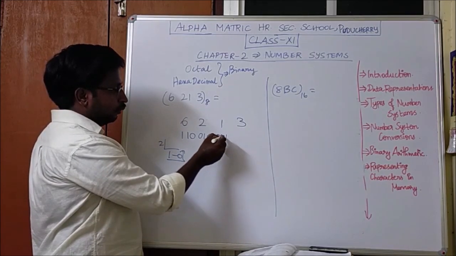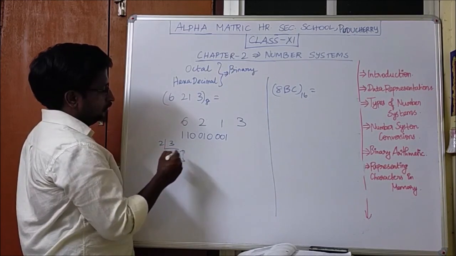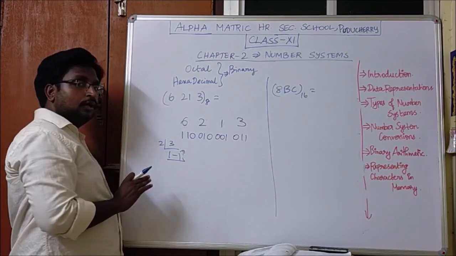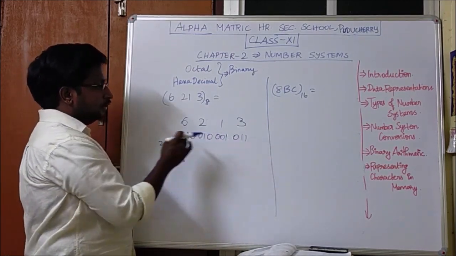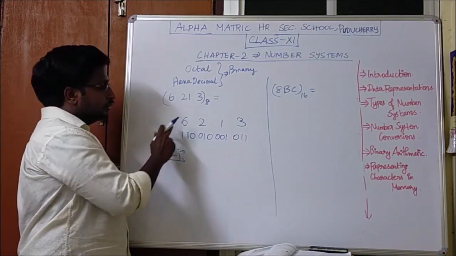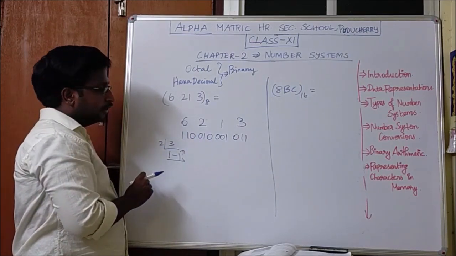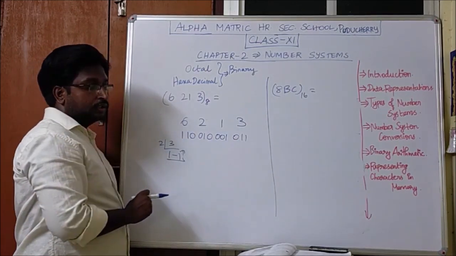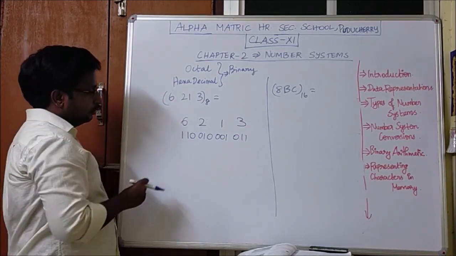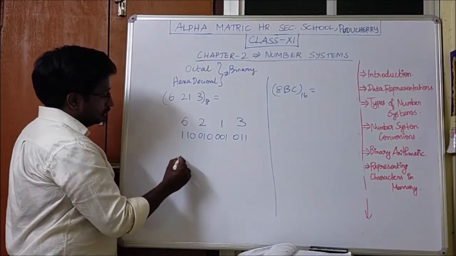So directly you can write the 1 and put 2 zeros. For 3, 11. So this is how you have to find the binary equivalent for the given octal number. You have to identify each digit's equivalent binary value, and you have to group them together. So this is how you have to convert. In a shortcut way, you can easily convert each digit to its binary equivalent.